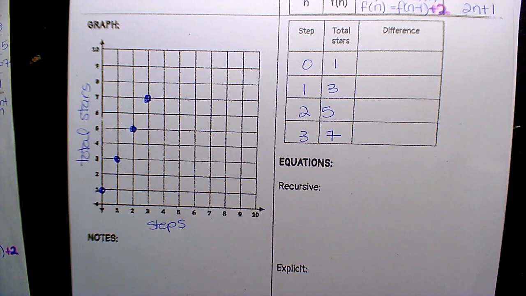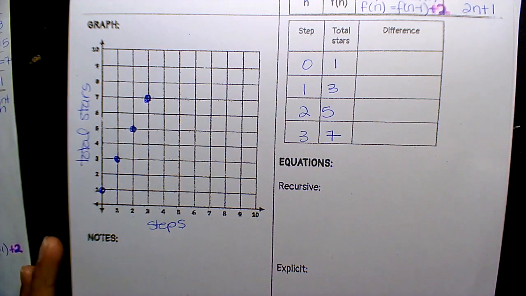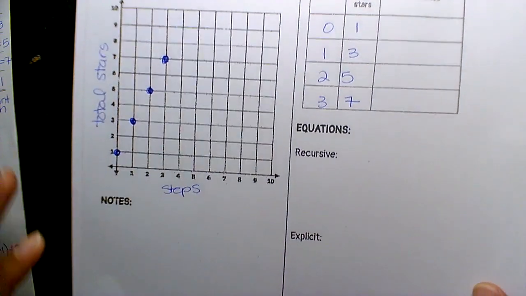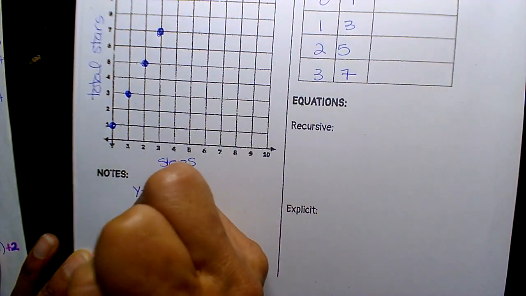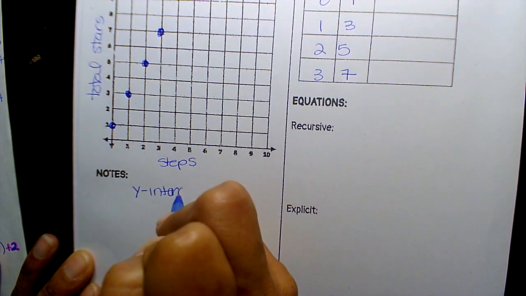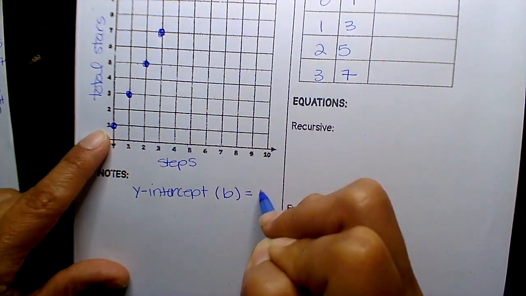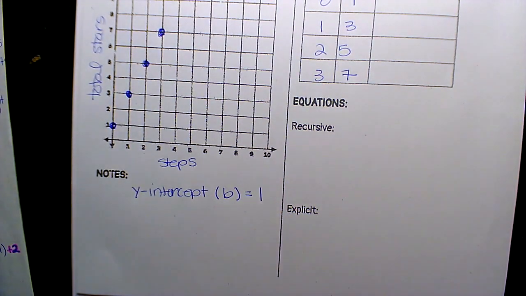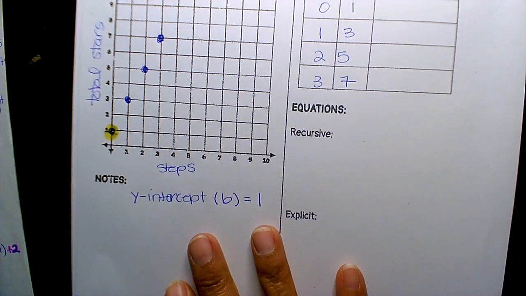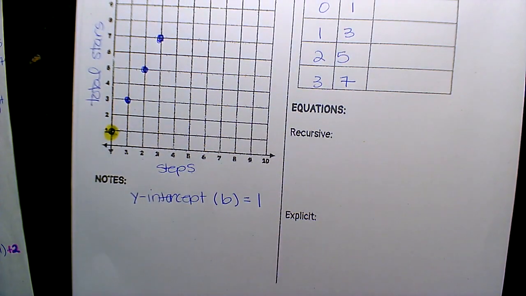Because we're talking about drawings of stars, they're not connected, because you don't have stars or a tenth of a star, so it's a discrete graph. Okay, when you look at the graph, what should you pick up? You should pick up that my y-intercept, which is the b, is equal to 1, because your y-intercept means where the function crosses or touches the y-axis. So that's your b value.